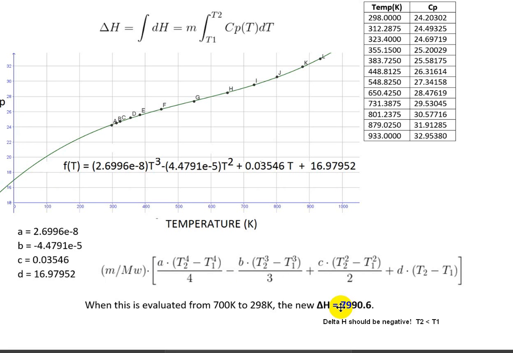So the first answer to this problem was 8,045 joules. This new answer is 7990 joules. They're very similar because the Cp previously chosen was about halfway between the two temperatures, and as you can see, the curve is somewhat linear. Had it been otherwise, the answers might have been very different.